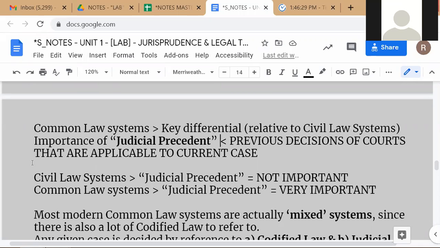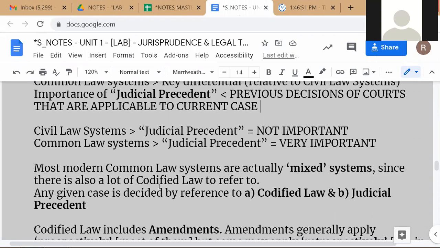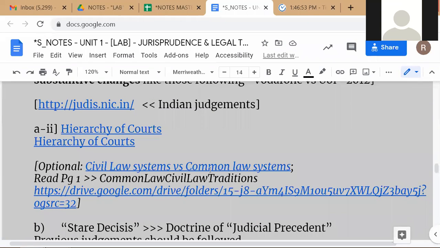So the previous decisions of courts that are applicable to the current case, that's what is meant by a judicial precedent. It is a precedent because it comes before, and it is judicial because it relates to an order passed by a judge, an order in a particular case. So it's a judicial precedent which is applicable to the current case, whatever you're fighting in the court right now. This is the meaning of judicial precedent.